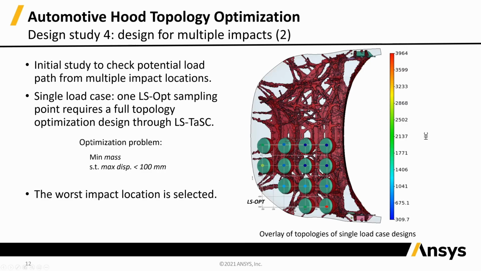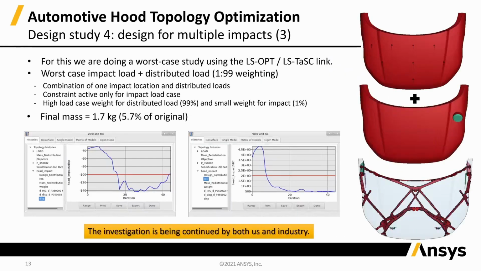Over there, we would just explain how each individual design study is done. For each individual design, we minimize the mass subject to a maximum intrusion. Then we look at the HIC values. The HIC values obviously differ, and as I said, that's the worst case design. We're going to use that for the worst case design study. So the next slide is how we did this worst case design study.